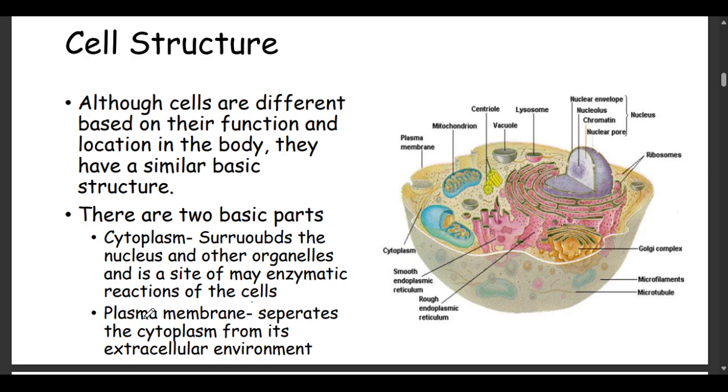So the plasma membrane separates the cytoplasm from its extracellular environment. As you can see, the plasma membrane here is separating the cell from the outside environment, and the cytoplasm, on the other hand, is what we are seeing, with many organelles being found in the cytoplasm there. The nucleus, being an organelle as well, is found in the cytoplasm, while the cell membrane is separating the inside and the outside of the cell.